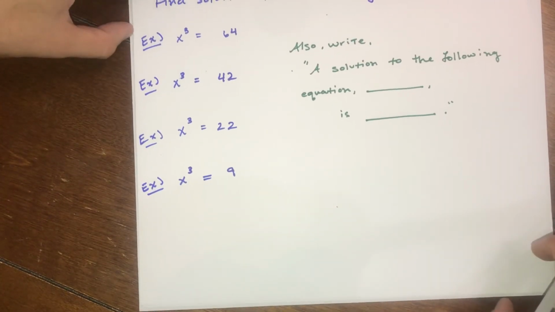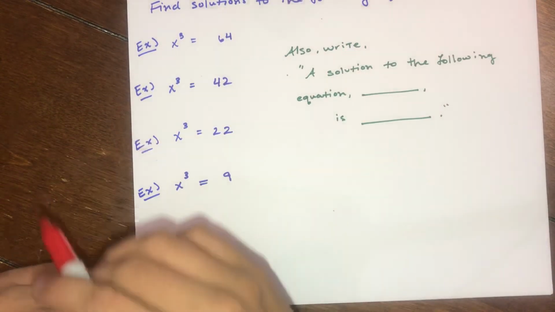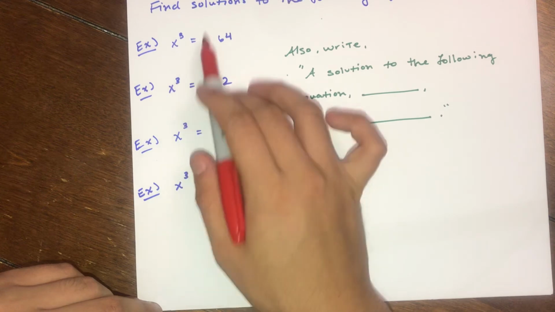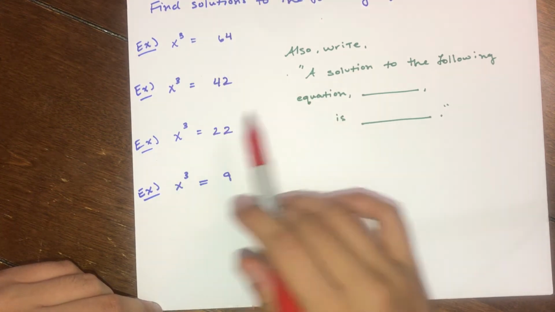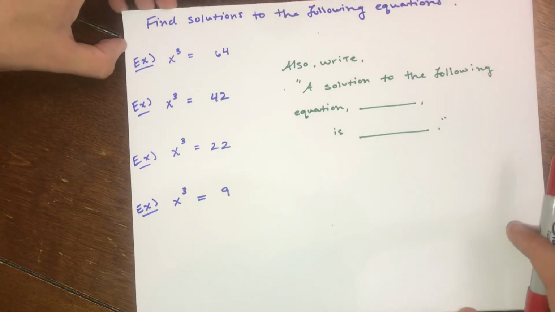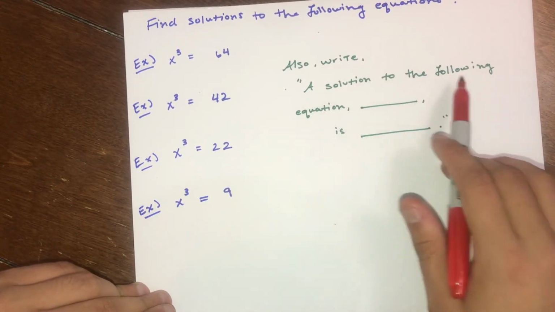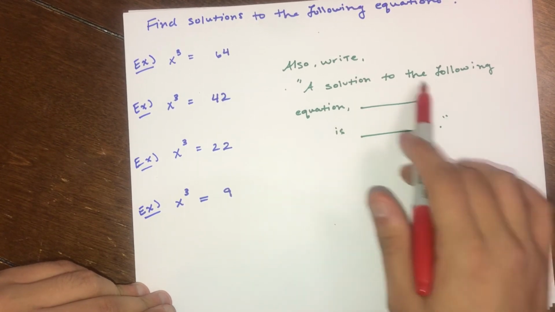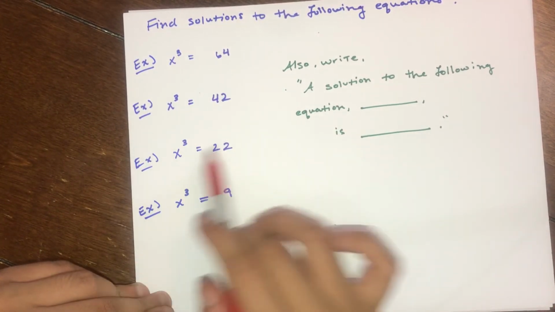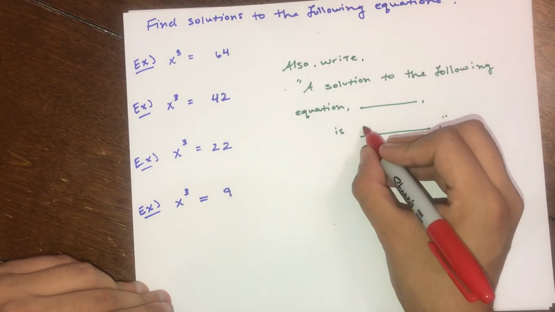All right, and here's a little assignment. Okay, so it says find solutions to the following equations. Okay, so just like the previous assignment, get x by itself. That's pretty much all it's asking, okay? And if you can simplify it. And then after you're done doing that, you can just write a solution to the following equation, whatever the equation is, okay? So whatever the equation is goes here, and then whatever x equals. So you would say, is x equals blah, okay?